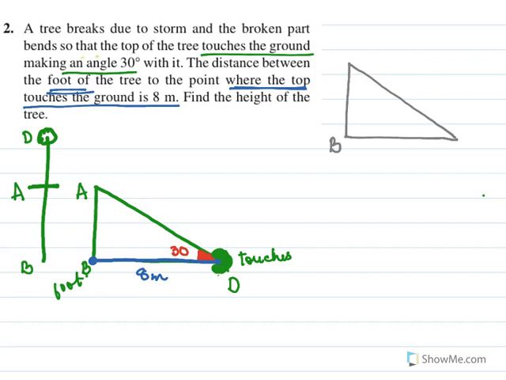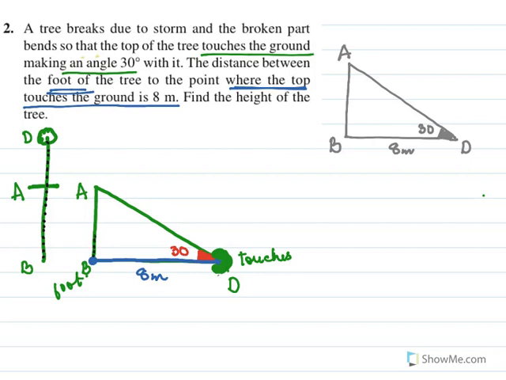So we'll draw the figure again. This was B, here was A, and this was D. And we took this angle as 30, which was given to us. This was given as 8 meters. Now we need to find the height of the tree. Now what will be the height of the tree? Now if you remember, this is the height of the tree, BD, this entire BD is the height of the tree.